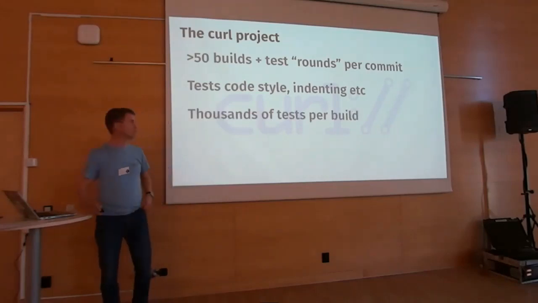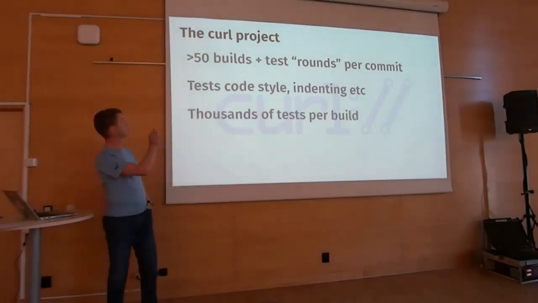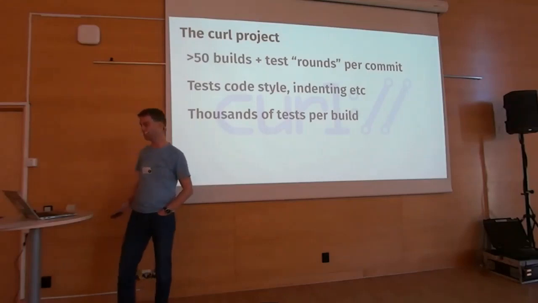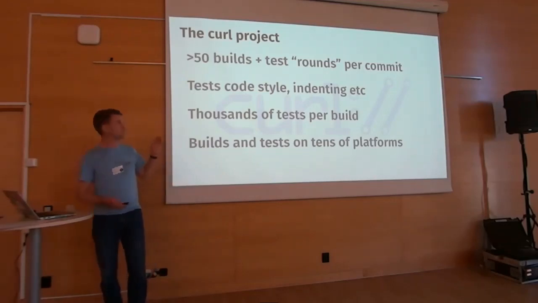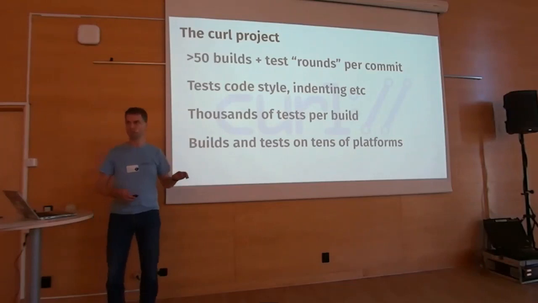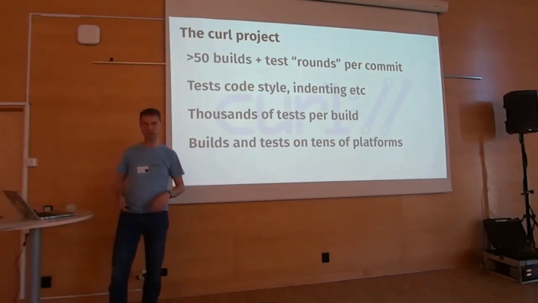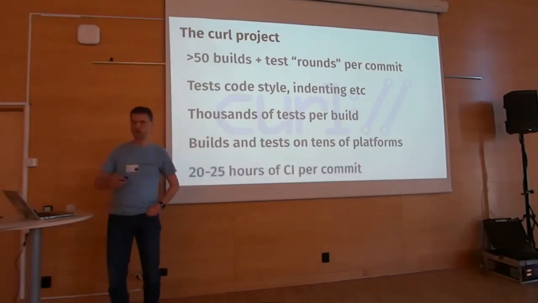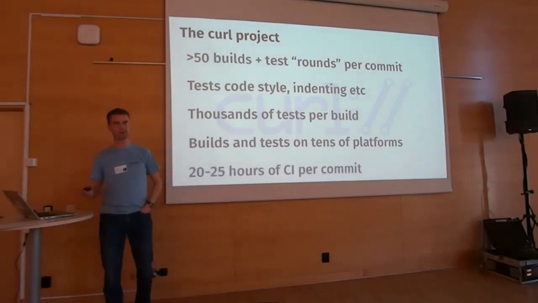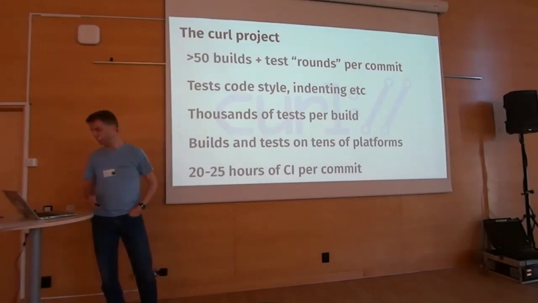So we do a few thousand tests per build. That's like 50 builds times 1,000. So it takes a while. We build on roughly, well, I think we have a little over 10 platforms, limited mostly then by what kind of architectures we have access to from build farms and volunteers. So it makes it take roughly 20-25 hours per commit in CI build times.